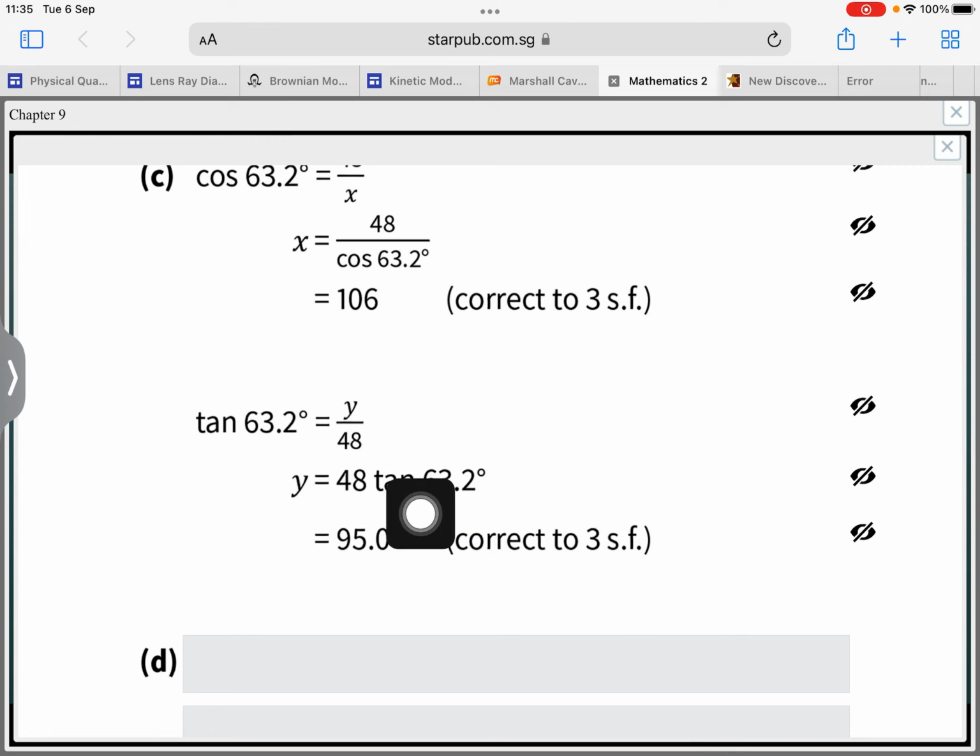So usually we write the number in front of the trigo ratio so that we don't mix it up with the angles. But basically it just means that this is 48 times tangent 63.2.